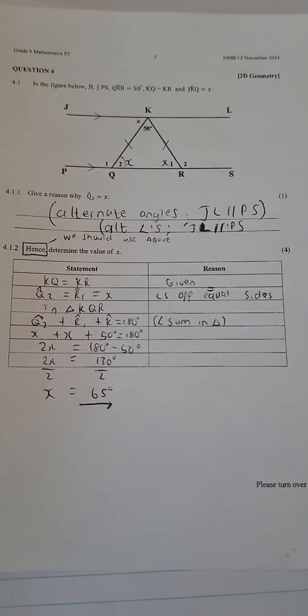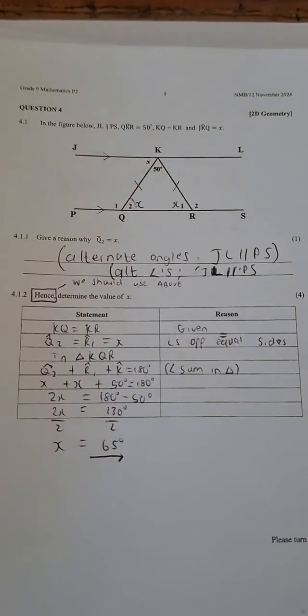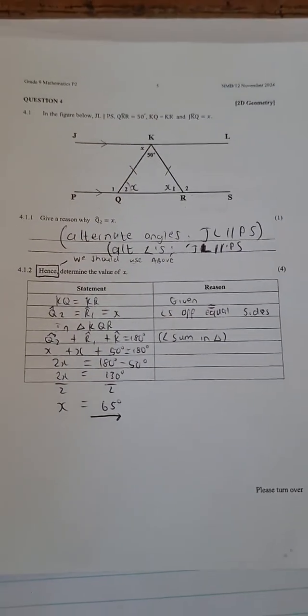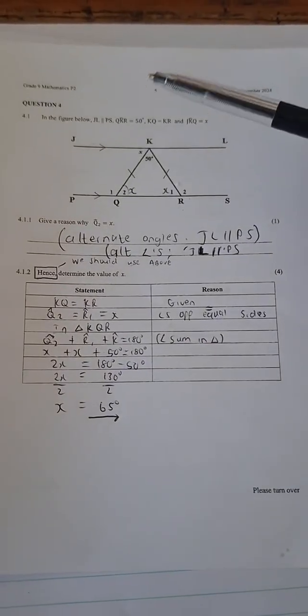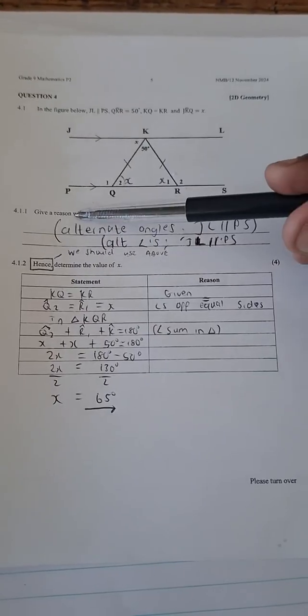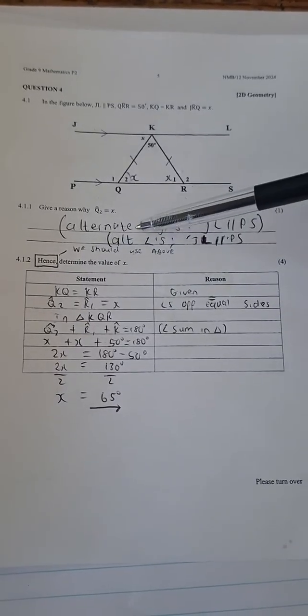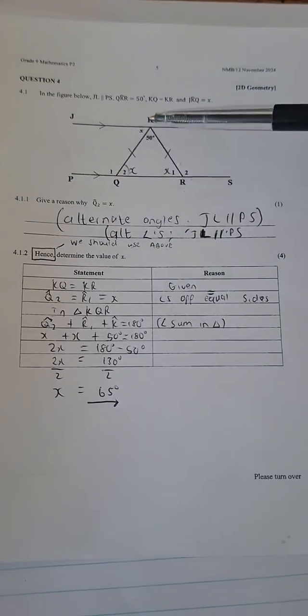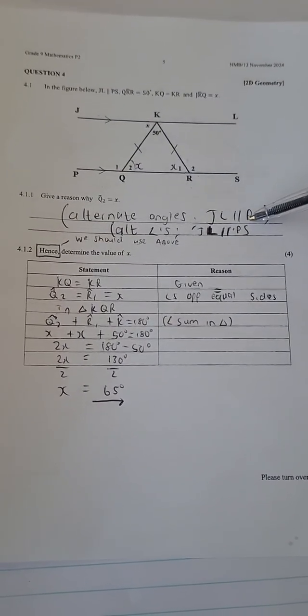Easy peasy. Not as difficult as we would have thought this question would be. Very nice and straightforward. That we were able to firstly give a reason why angle Q2 is equal to x. We were able to say the reason: alternate angles, because JL is parallel to PS. We started off on that note.